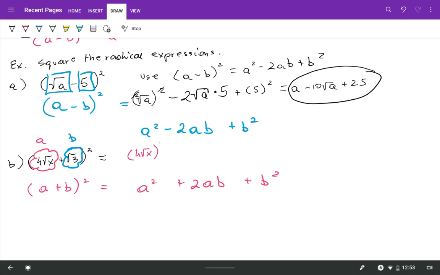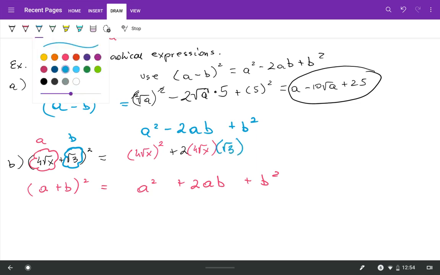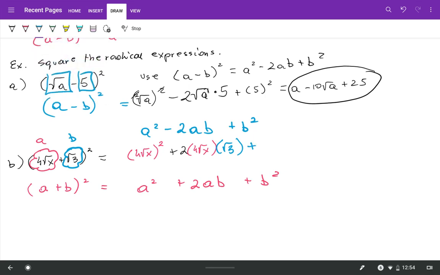So we have a squared, which will be 4 square root of x. We need to square it. Okay. Then we follow the rest. Plus 2 times a times b. So a is 4 square root of x, the entire expression, times b, which is square root of 3, plus b squared. So b squared is square root of 3 squared. Okay.